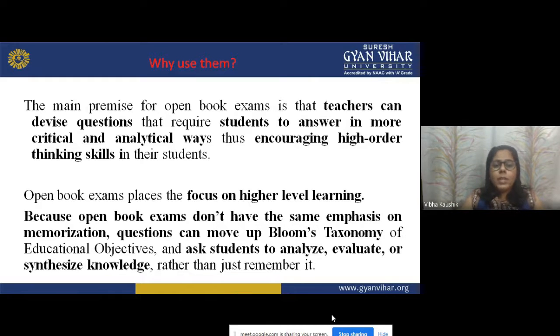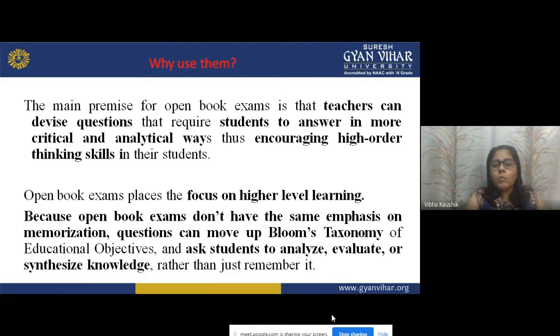Open book exam places the focus on higher level thinking. Means it gives importance to higher level learning because open book exams do not have the same emphasis on memorization. Means open book examinations are not giving importance to memorization as it was given in the closed form or the traditional form of examination.